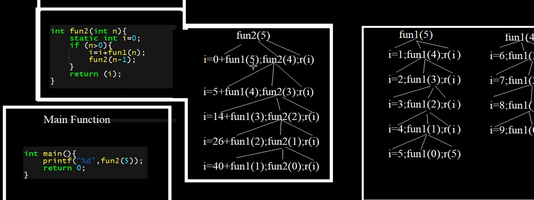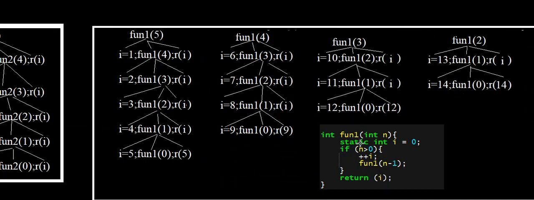In the next statement we also have function 2 of n, n is 5, put 5 here, 5 minus 1 is 4, function 2 of 4, and return i. So I have written return of i. Now all you need to do is the execution of function 1 of 5.